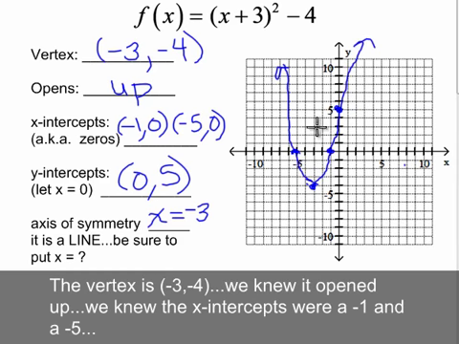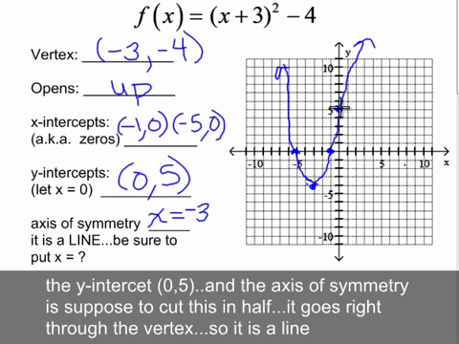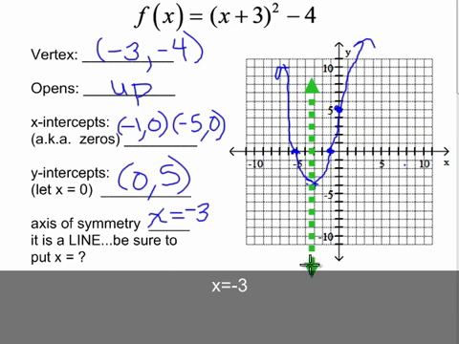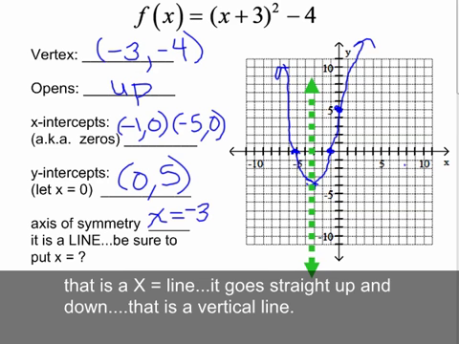We drew the parabola. Once again, the vertex (-3, -4). We knew it opened up. We knew the x-intercepts were -1 and -5. The y-intercept (0, 5). And the axis of symmetry is supposed to cut this right in half. It goes right through the vertex. So it's the line x is equal to -3. That is an x equal line. It goes straight up and down. That's a vertical line.